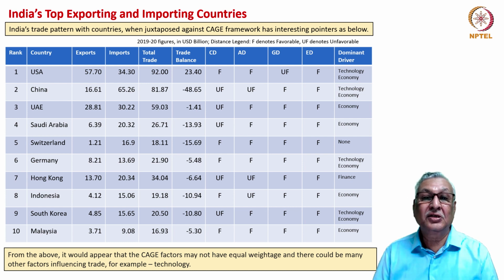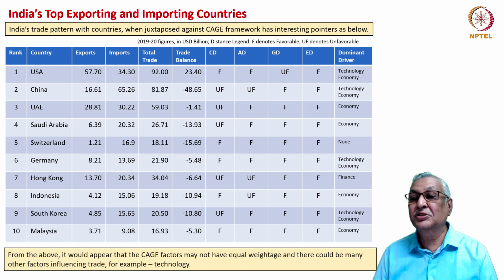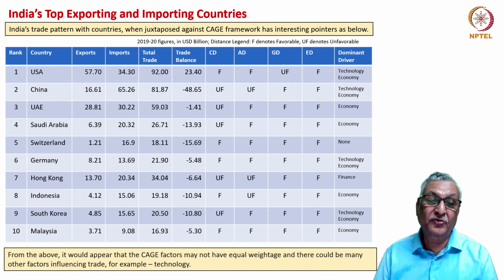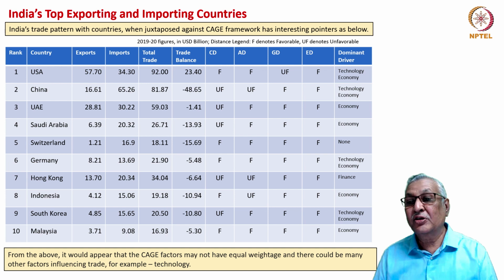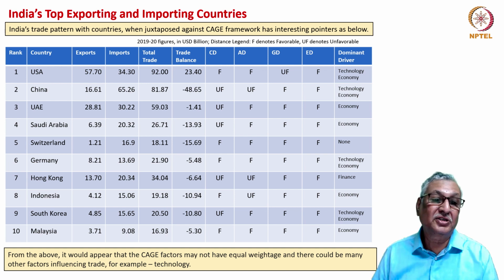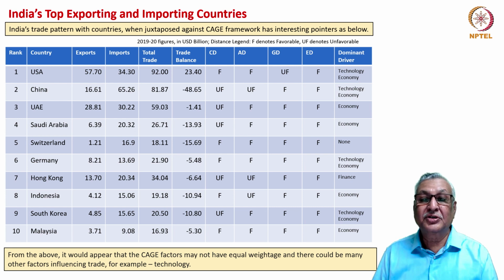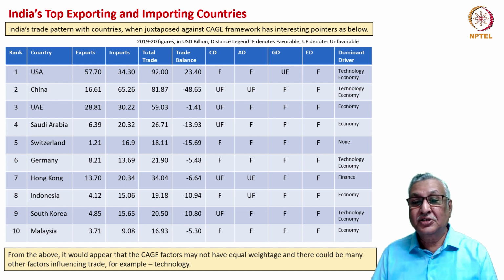If you look at CD, it is favorable in respect of USA. AD is favorable in respect of USA, but geographic distance is unfavorable, economic distance is favorable. What are the dominant drivers? Technology and economy. In respect of China, both cultural and administrative distance are unfavorable, but the geographic distance is favorable, so is economic distance. Technology and economy drive the trade status. In respect of the Gulf countries, UAE, cultural distance is unfavorable, but the others are favorable.